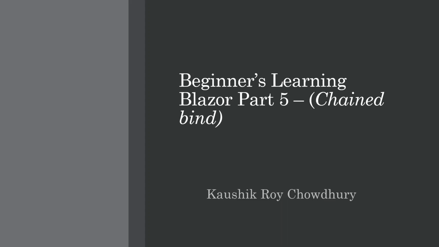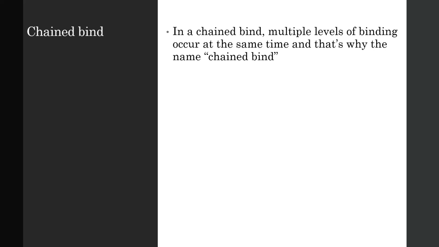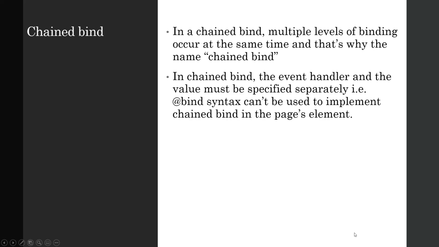Welcome again. We are continuing with Blazor for beginners. Today we are in part 5, which is chain bind. So what is a chain bind? In a chain bind, multiple levels of binding occur at the same time, and that's why it's called chained bind.